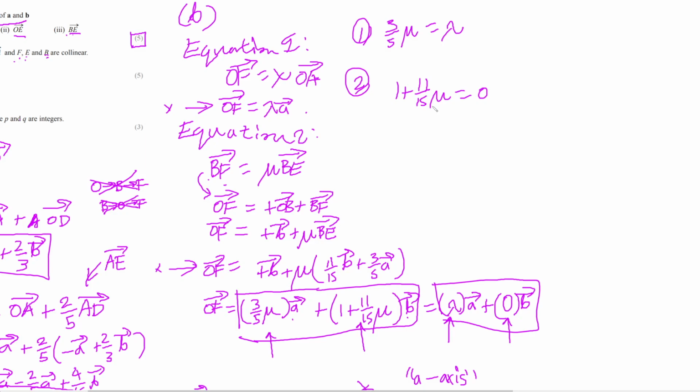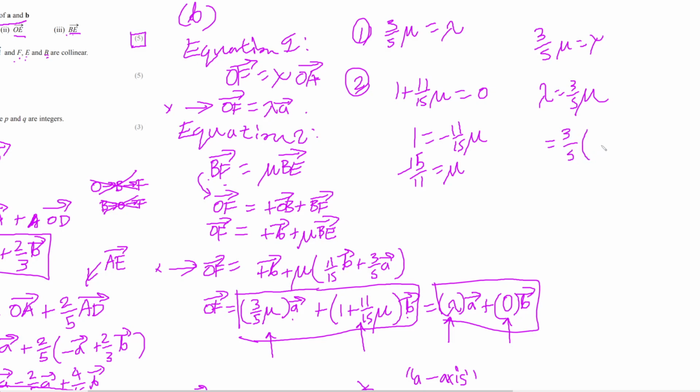So if 1 plus 11/15 mu is 0, then 1 is minus 11/15 mu, multiplied by 15 divided by minus 11, and you get minus 15/11 equals mu. And at the same time, 3/5 mu is lambda, or lambda is 3/5 mu if you prefer. So lambda is 3/5 times minus 15/11. You cancel the 5s, you get this 3 here. It's equal to minus 9/11.